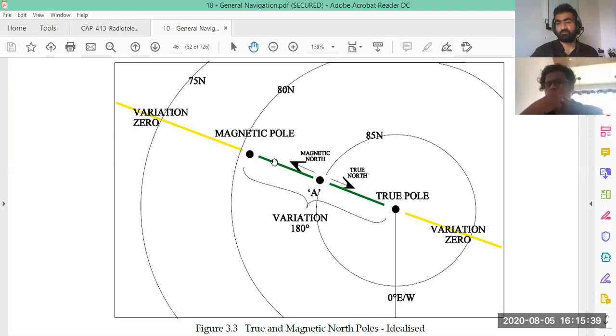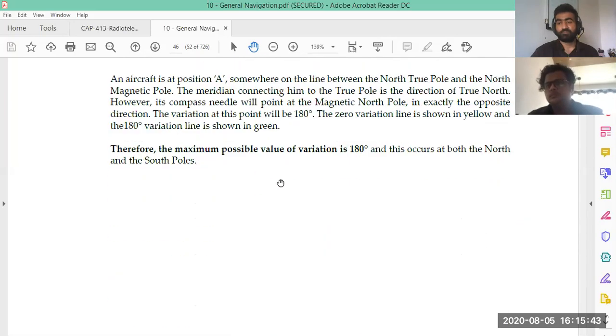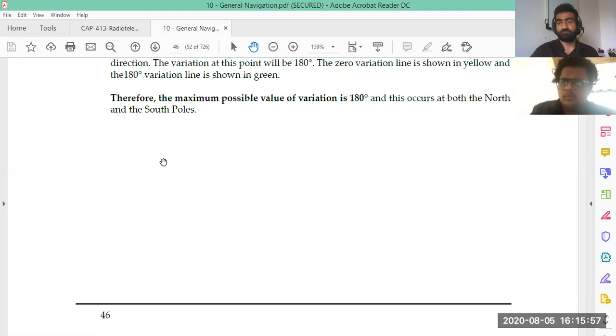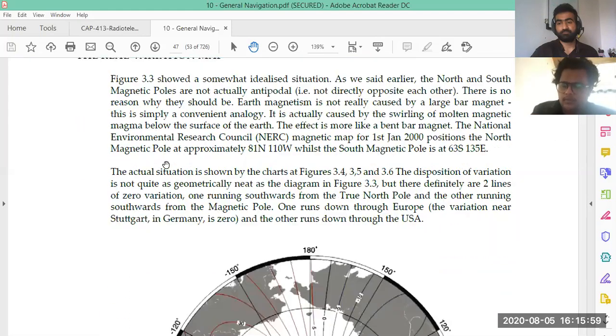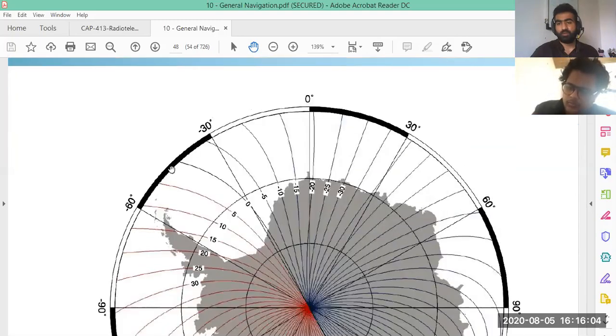These are key points. Maximum possible value of variation is 180 degrees. Remember this. This is a very important point. The maximum possible value of variation is 180 degrees, and this occurs at both the north and south poles.